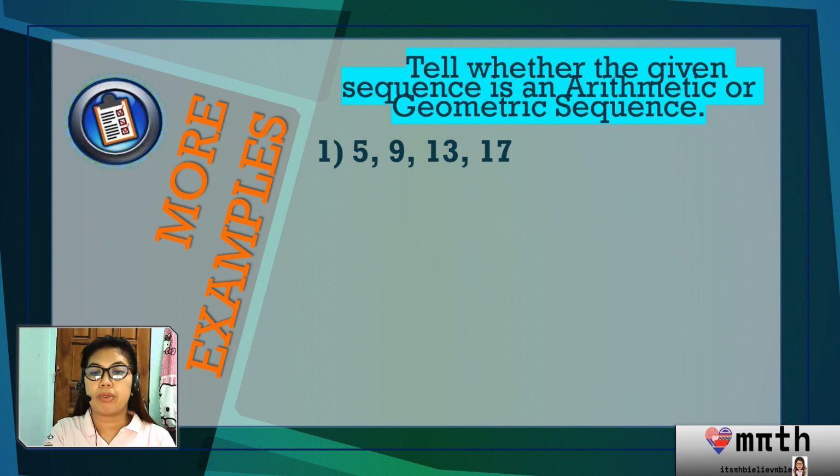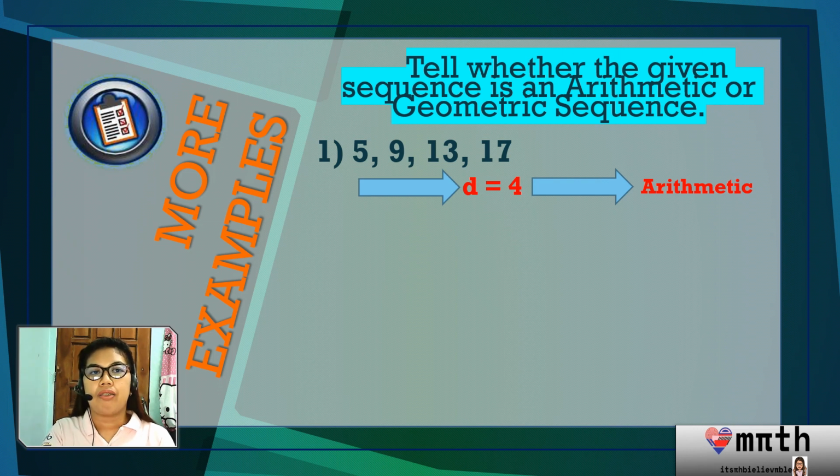If we subtract 17 by 13, that will be equal to 4. Then 13 minus 9, that is also 4. And 9 minus 5 is also 4. So we can say that we have a common difference which is equal to 4. And since we have a common difference, we can say that this sequence is an arithmetic sequence.